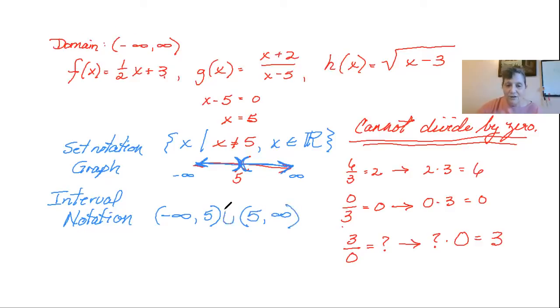And then we put a union. The U sign is for the union. It means the 2 of these together make up the whole answer. So the domain for this would be from negative infinity to 5, parentheses, union 5 to infinity. Remember that the bracket includes that number, and the whole point here is we want to not include that number.